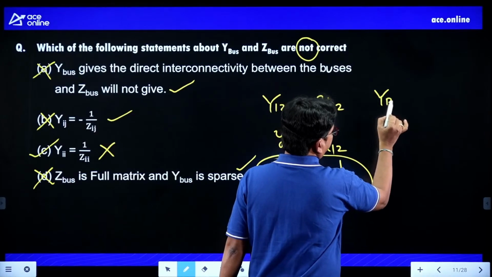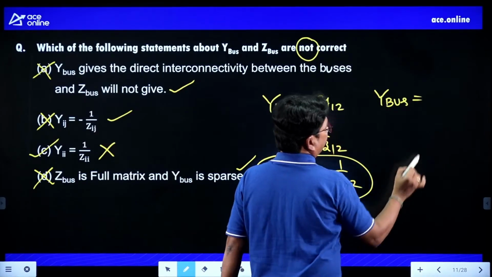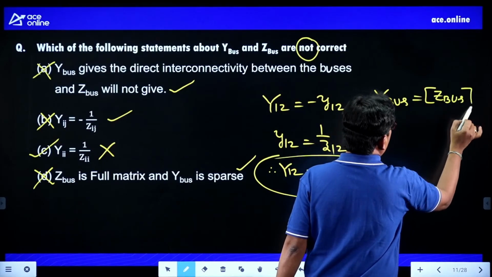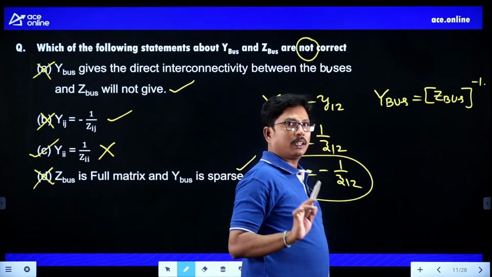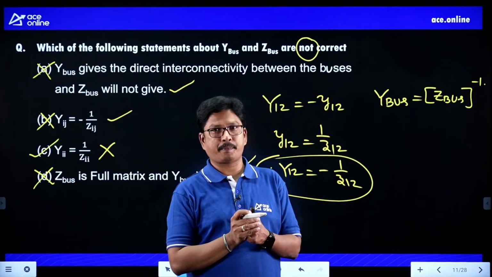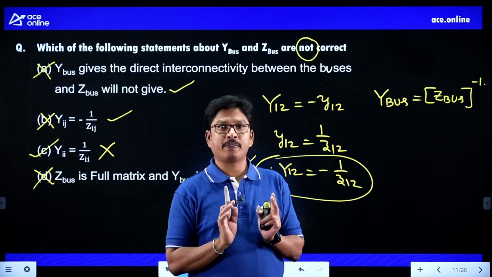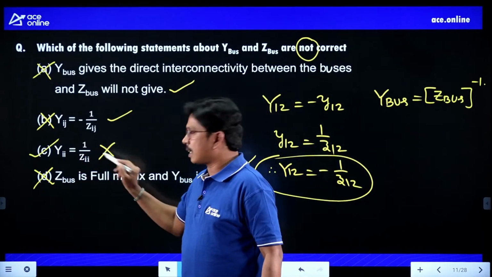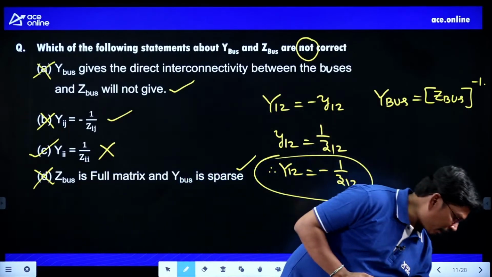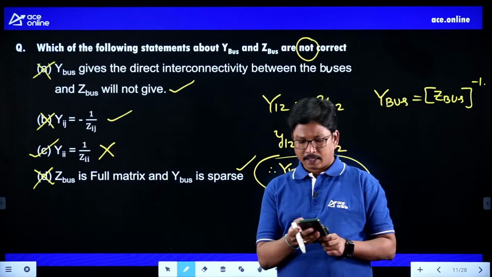Y bus is the inverse of Z bus. That's true. But don't try to calculate individual element inverses. Individual element inverse is not true. That means Yii is not the inverse of Zii. Clear, students? I think it's clear for you. So try to understand.